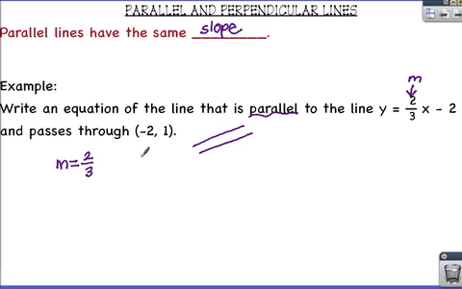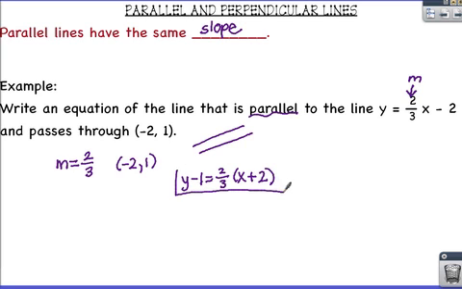We also know that the line we're writing an equation for passes through the point (-2, 1). So now we have a point and a slope. Therefore, we can use point-slope form to write an equation of this line. y minus 1 equals 2/3 times x minus -2, or x plus 2. So this is the equation of the line that is parallel to this line.